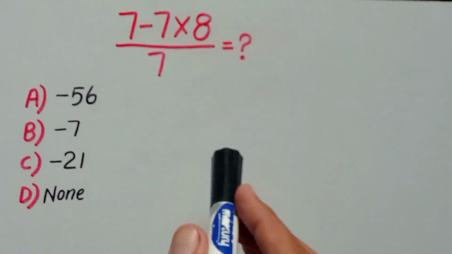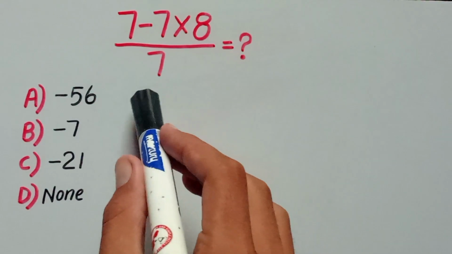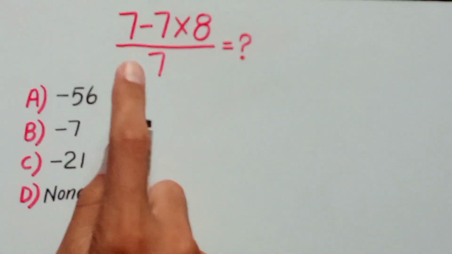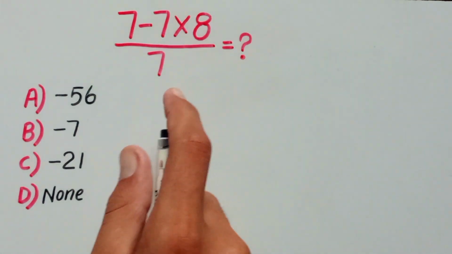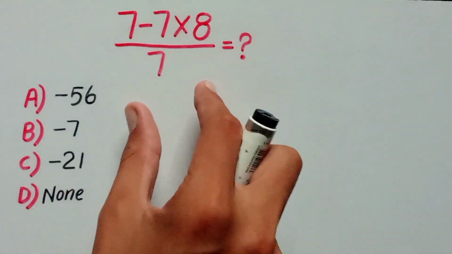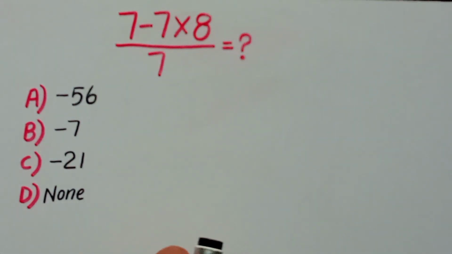In this video we will find the value of this question, which is 7 minus 7 times 8 divided by 7. So guys, how can we find the value of this question?